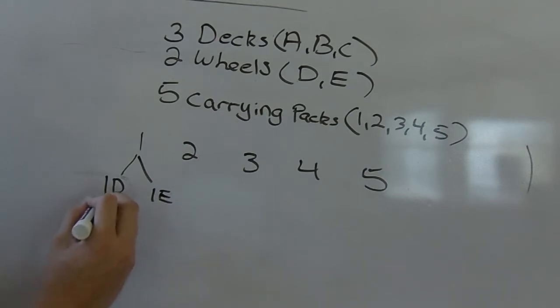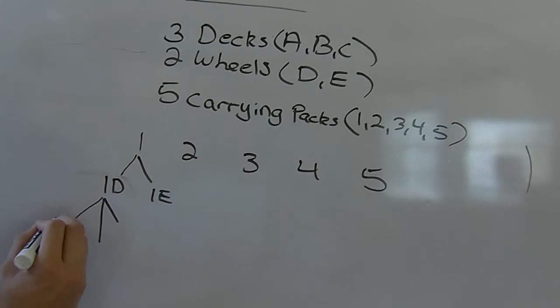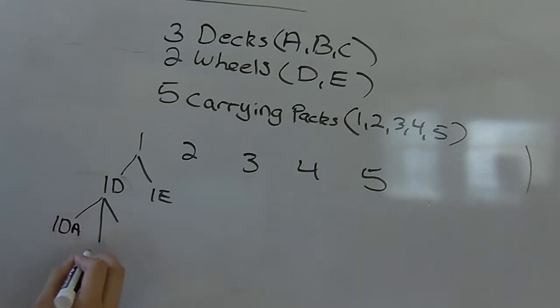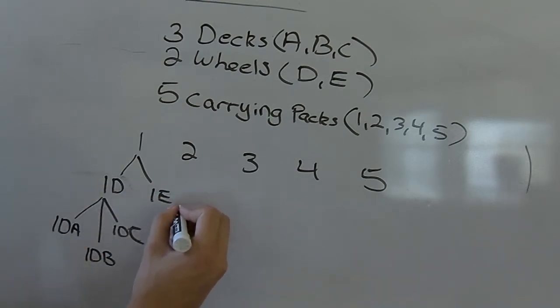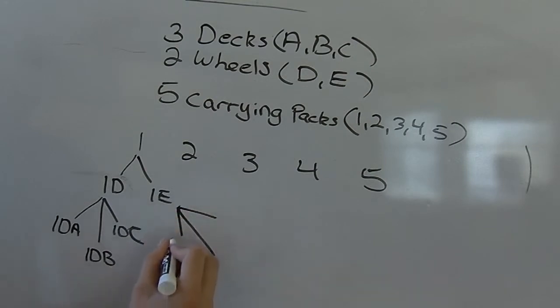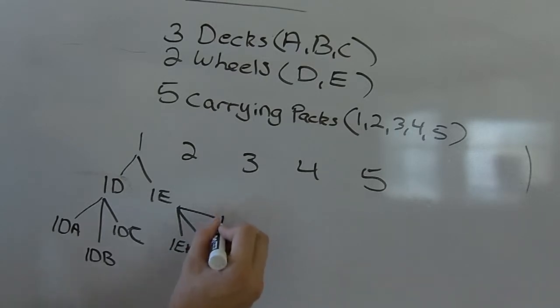And from there, you've got 3 options for D, for wheel 1 with D. So you can go wheel D with pack 1 and deck A. So pack 1, wheel D, deck B. Pack 1, wheel D, deck C. Okay, so there's 3 options for decks. And then, of course, over here, it's the same thing. We got 1EA, 1EB, and we have 1EC.